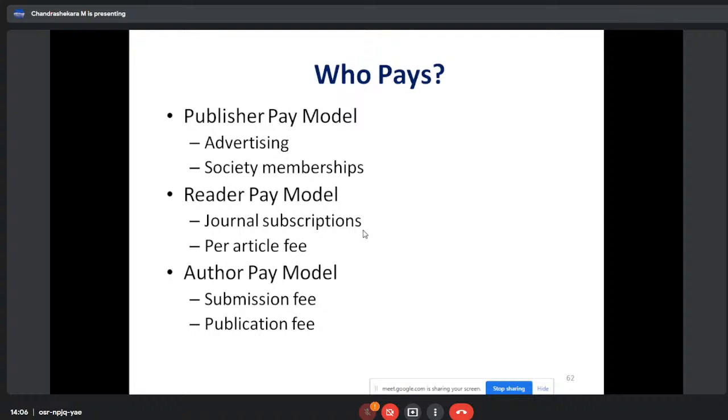And author pay model, here this is submission fee and publication fees, many times they are charging. If you publish these articles in some of the open access journals, they might charge, okay, a submission fee or this publication fee, or sometimes they call it APC. Okay, these are the things we can see.